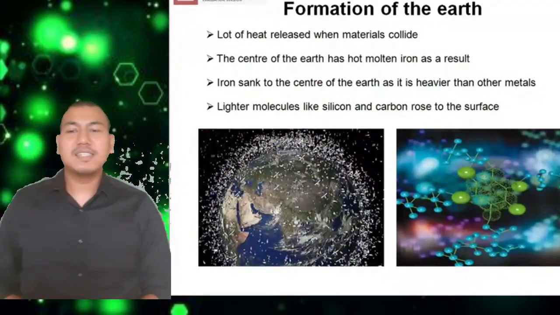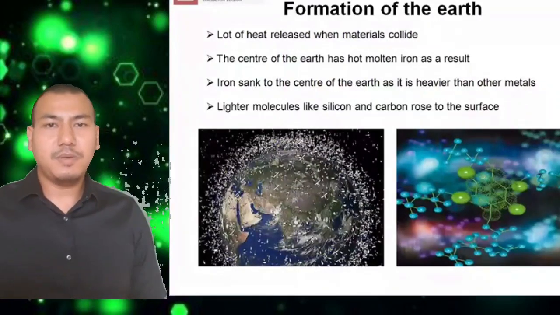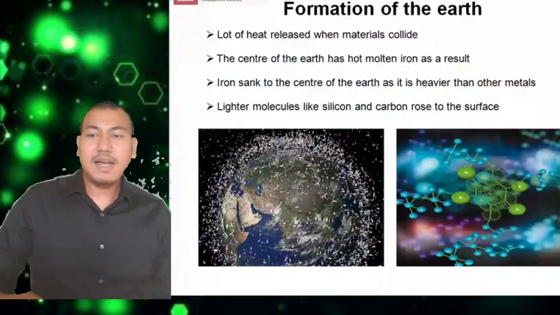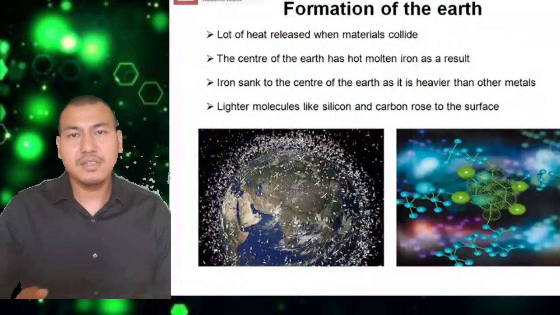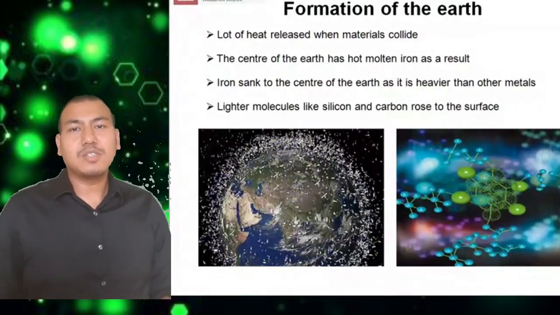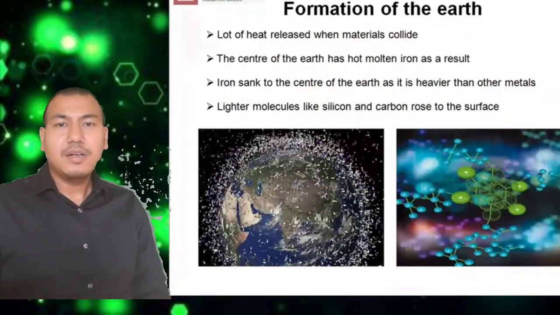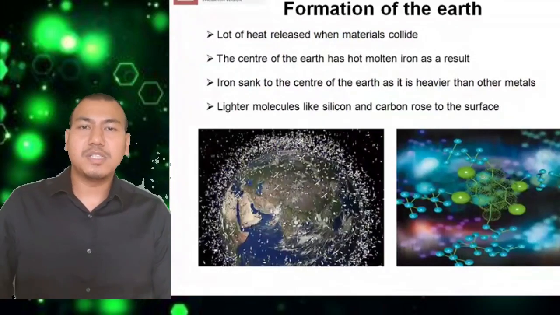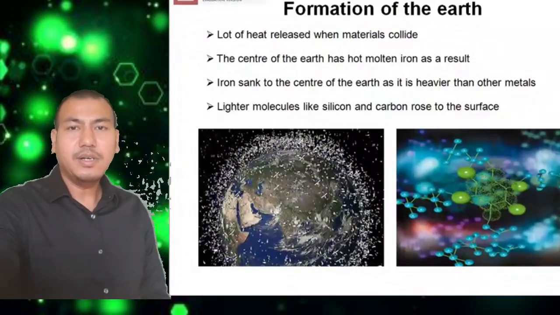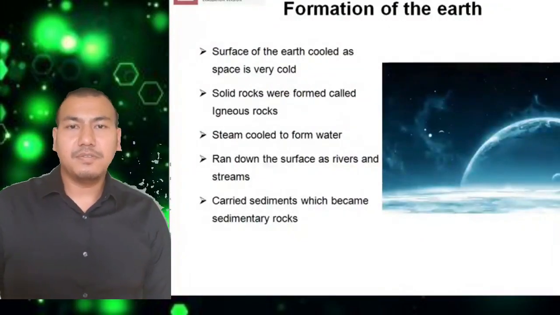Lighter molecules like silicon and carbon rose to the surface. And why are these molecules of silicon and carbon found on the surface? Because these molecules are lighter. That's why they are above the earth. And the particles which are heavier went inside our earth. And the formation of the earth.